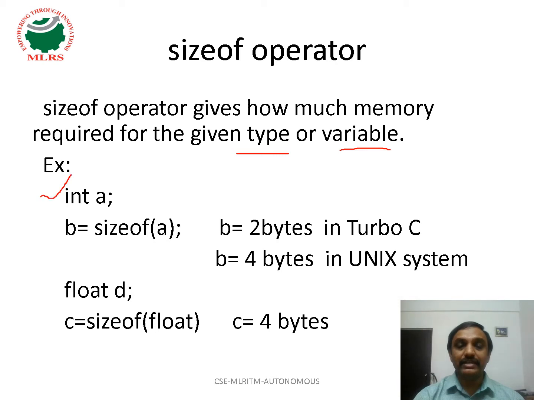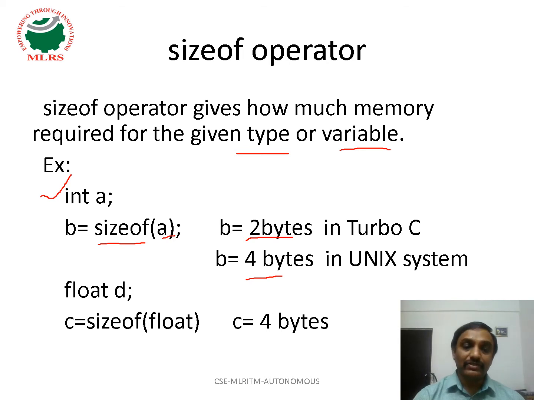Now see the two examples here. First one is int a. You are declaring a as an integer variable. Now you are applying sizeof on a. So what is the result you will get? In the case of a Windows system or Turbo C, you will get the result as 2. Next, if you are using a Linux or Unix system, you will get the result as 4.